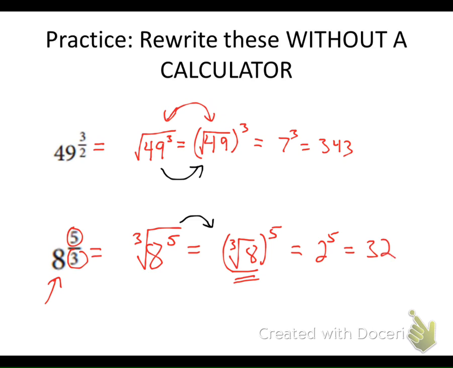So we've covered those basic two ideas. We've done some practice problems on them, and hopefully you're okay with just the basic ideas of what these fractional exponents mean.